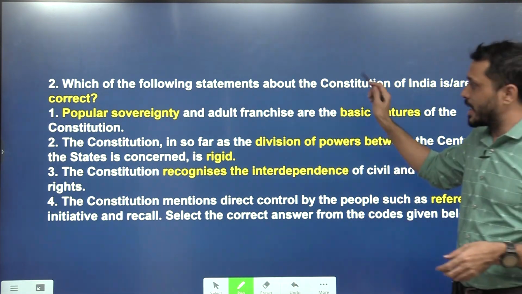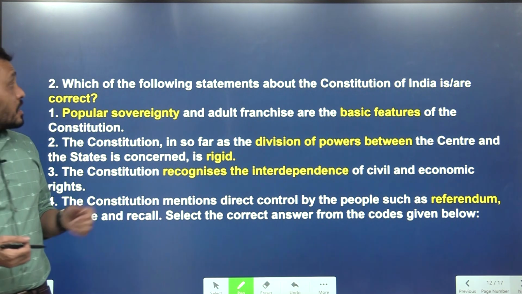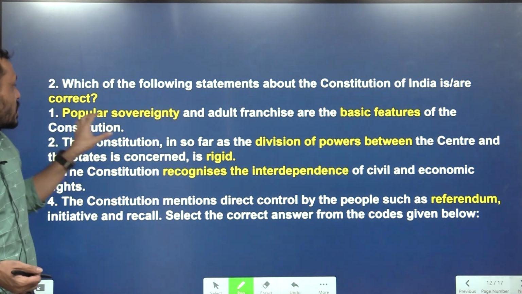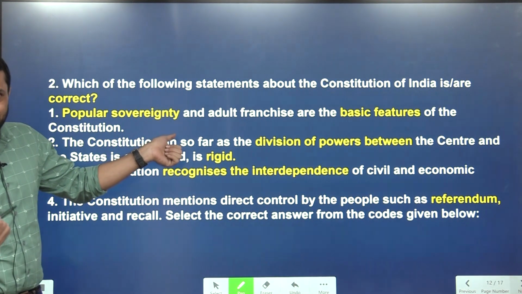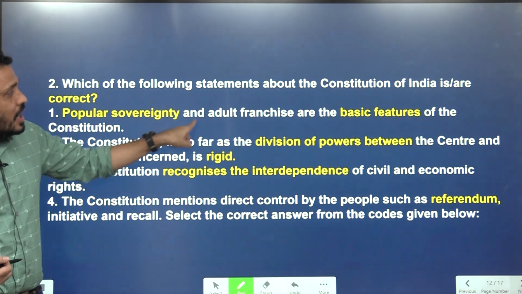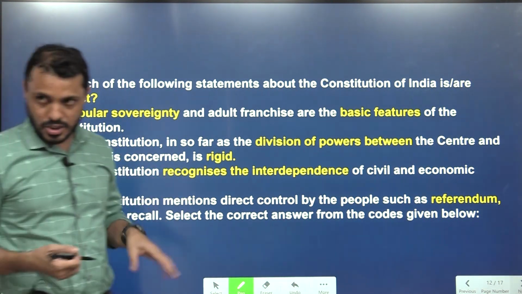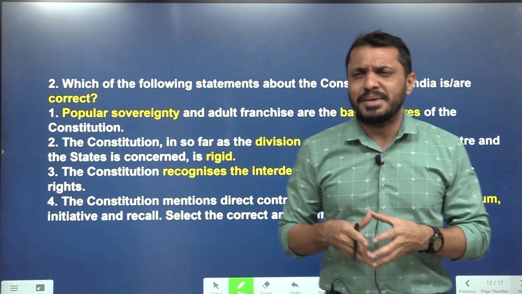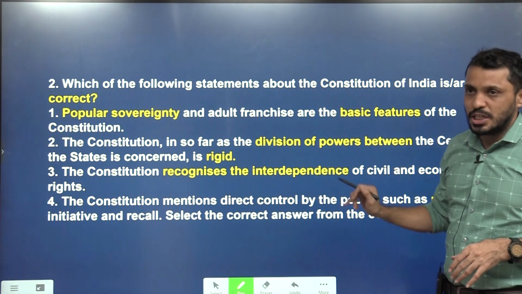Next question, students. The first MCQ we already checked. Second MCQ: which of the following statements about the Constitution of India are right? Popular sovereignty, that is the sovereignty of India, or adult franchise, these are the basic structure of the Constitution. Don't form any opinion now, just go through all the statements once.